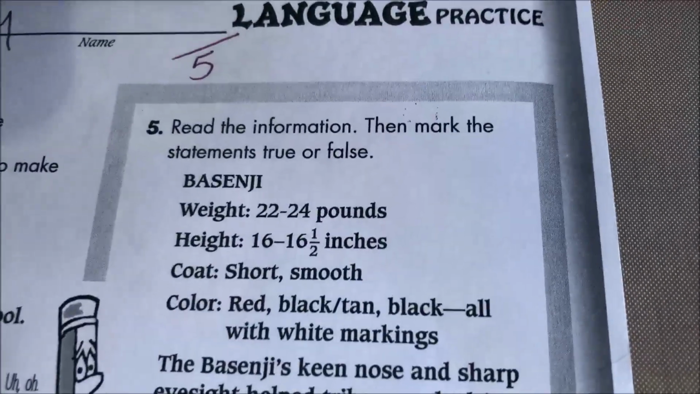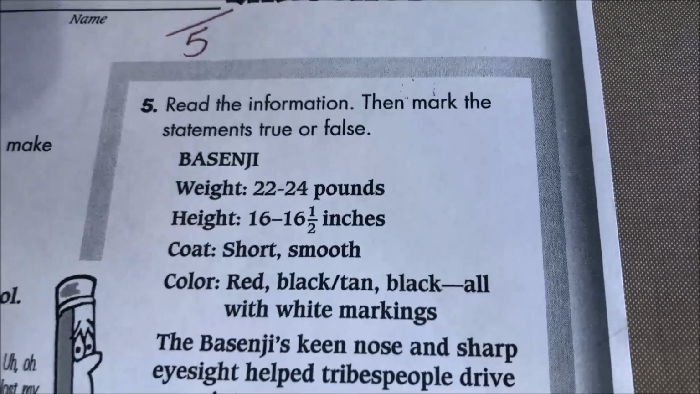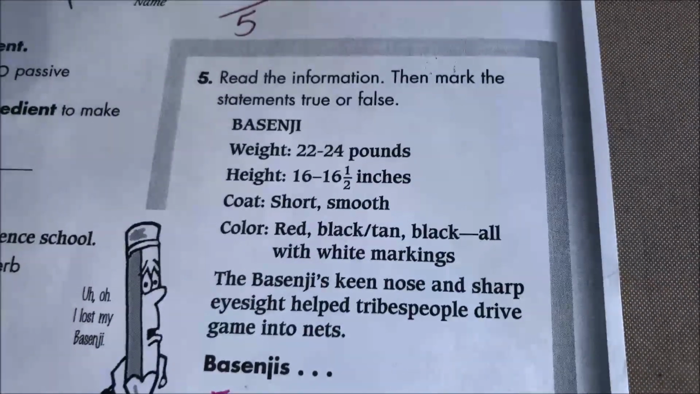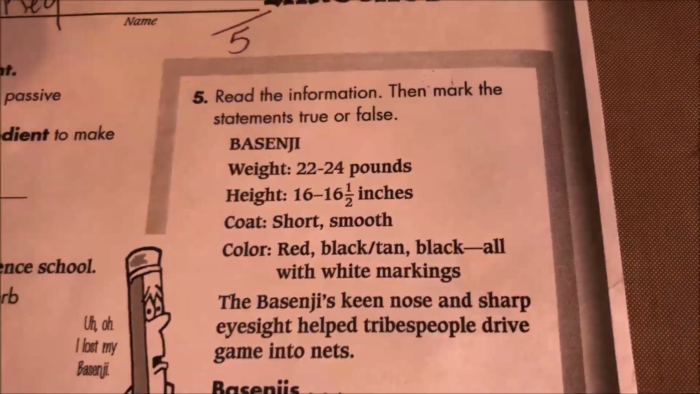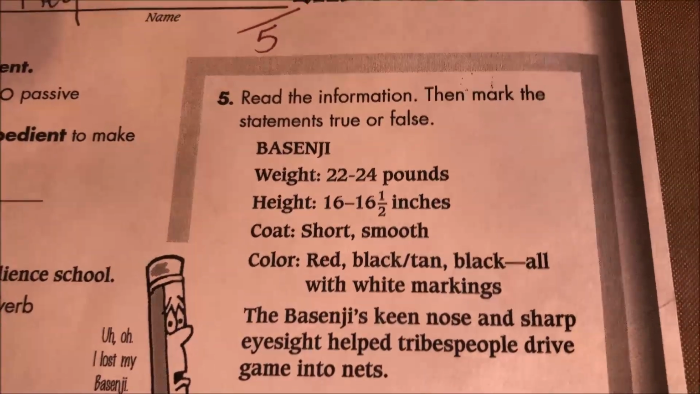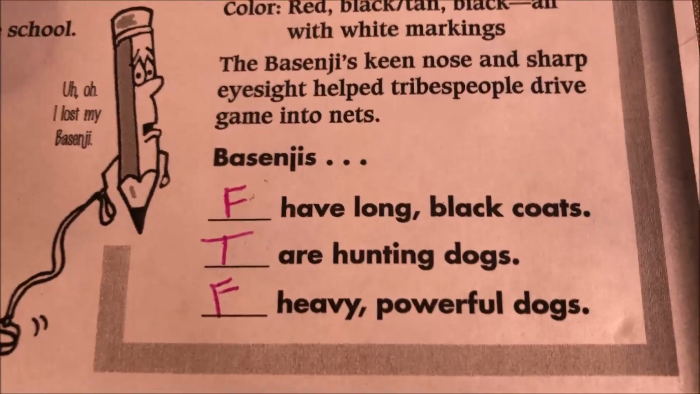Then number 5 was information about a Basenji. That is a dog, which if you have access to the internet might be kind of fun after we're working on this. This week all of these will be dealing with the same thing. Anyway, we read about this dog, and then you had some questions to answer.